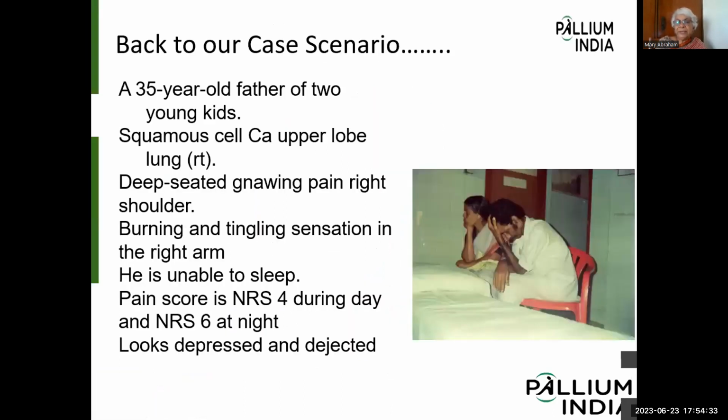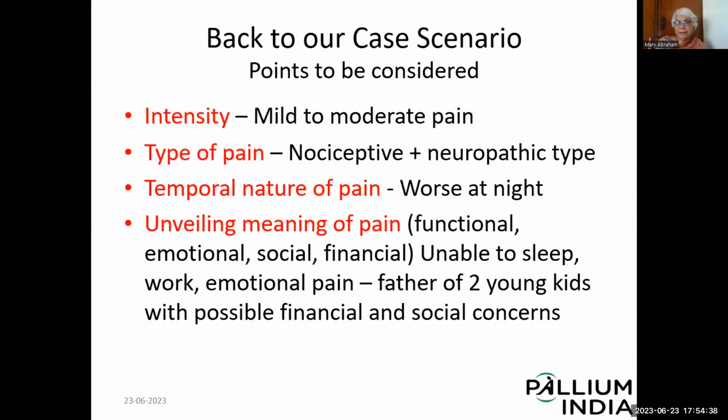Now, coming back to a case scenario, we know about this gentleman who had the pain because of CA lung. Now, his pain was actually mild to moderate only. He had only 4 in the daytime and 6 at night. But it was a mixed type of pain because he had both pain which is gnawing, and also he had the burning and tingling in his arm. So it was a mixed type of pain with both nociceptive and neuropathic. It was worse at midnight, and also he was unable to sleep. So he was also having emotional, social, and financial issues.